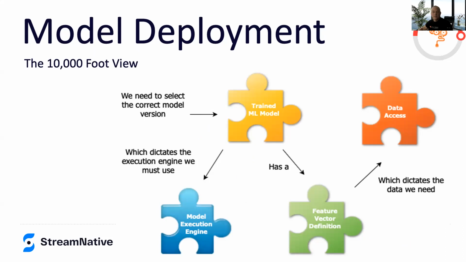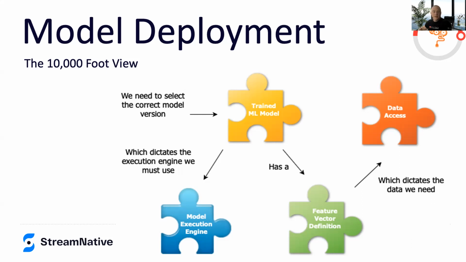So let's again take a 10,000-foot view of what model deployment is, right? Basically they give you a trained model, indicated by that yellow puzzle piece, which then dictates which execution engine you must use, right? There are different types of models that require different runtime environments. So if you have deep learning models, you could have a TensorFlow-based model, you can have an R-based model or a Pandas-based model which runs on Python, et cetera. So those dictate that model execution engine that you need.